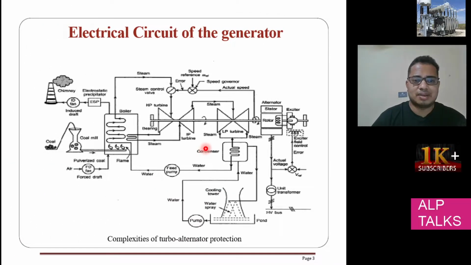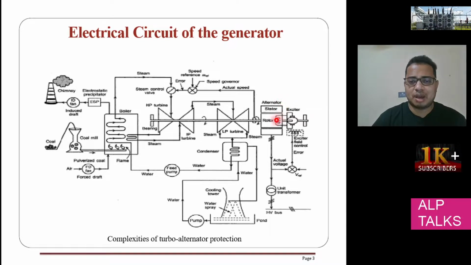Here you can see the electrical circuit of the generator. This is the alternator, with a stator and a rotor. The rotor has a field winding, and it is excited by an externally shaft-mounted motor. For that motor we again need an excitation field, so that excitation is fed from the alternator itself. Whatever voltage is generated in the alternator, we take a part of it and give it back to the excitation.